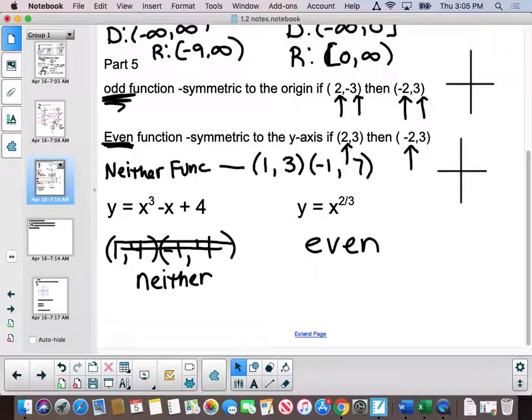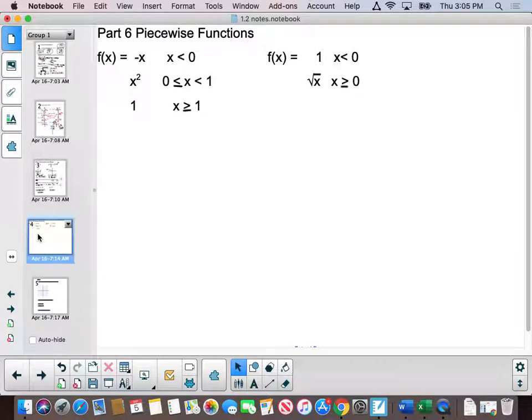Okay, moving on. Good? So everybody knows how to find an odd, even, and neither. I didn't give you an odd one, but you get how to get an odd one, right? I'm going to know that in my notes. Okay, next one. I think that's it for that page, right? Oh, piecewise functions.